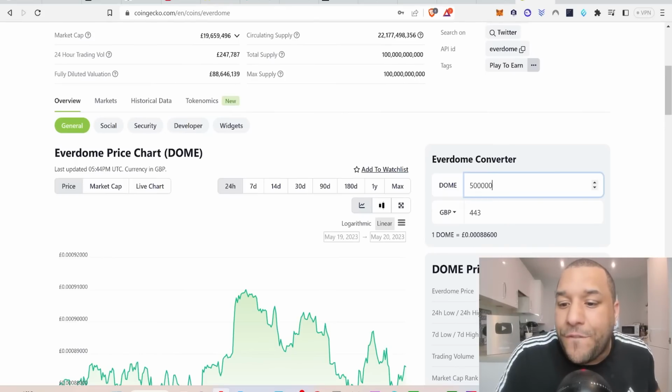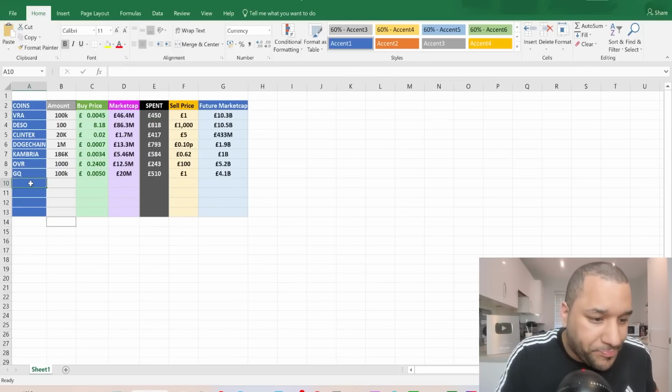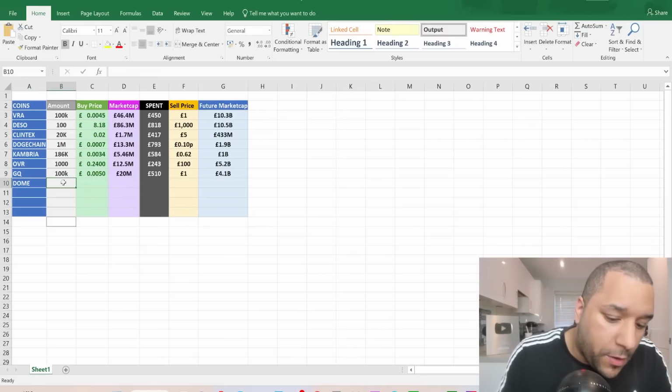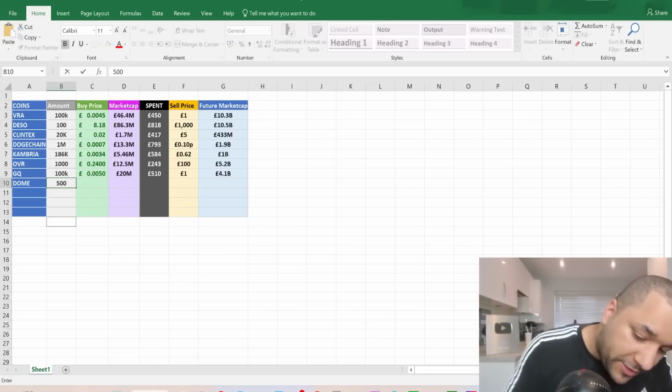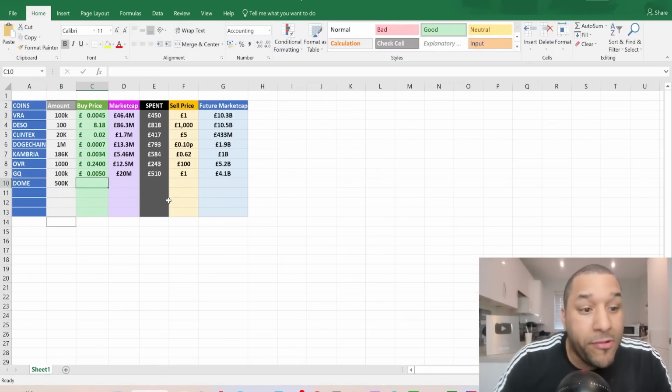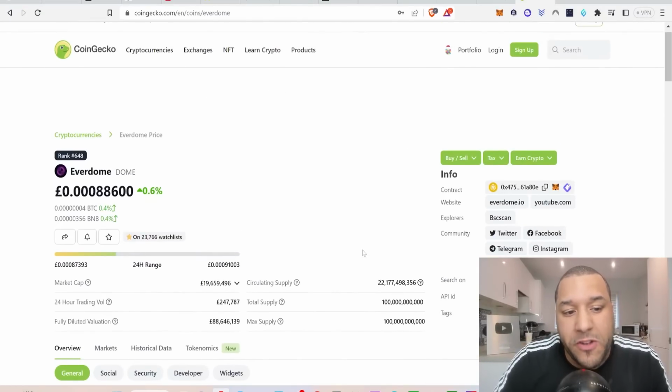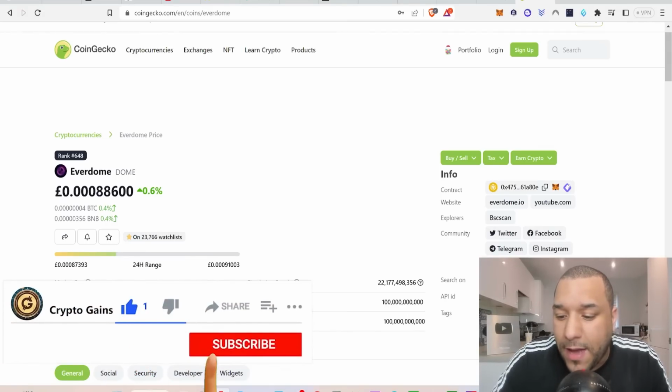£443 would give you 500,000 Dome. I believe that's going to be enough. So right here, I'm going to put Dome. And then here, I'm saying hold 500K of these, just like that, boom. The price right now, what's the buy price? Have a cheeky look. 0.00088 is the price that I'm telling you right now. That's in British pounds, right?